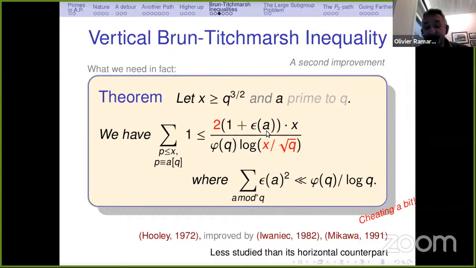Except that you have this epsilon of A, and the condition here tells you that this epsilon of A is almost everywhere very small, I mean little o of 1. It's not new. Hooley had started doing this kind of thing in '72. He got this theorem in '72, but he used additive characters while we are going to use multiplicative characters. And it has been improved by Iwaniec in '82 and several other papers, by Motohashi and by Mikawa. I'll tell you more about Mikawa later.